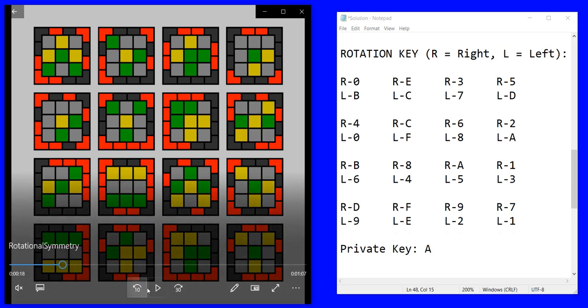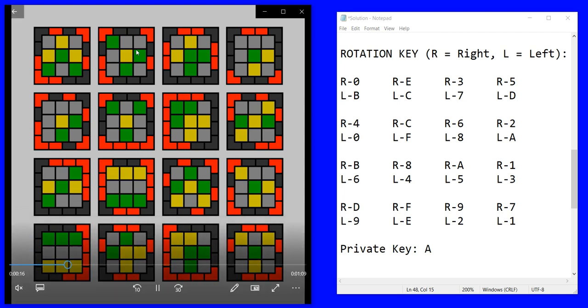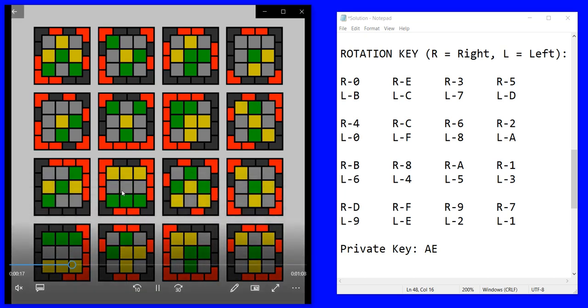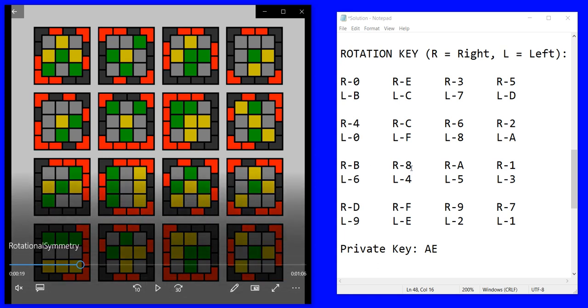The second one to rotate will be this square here. This one rotates to the right 90 degrees, which corresponds to an E in the private key. I'll do two more. So the third one to rotate will be this square here, rotates right 90 degrees. That is an 8.